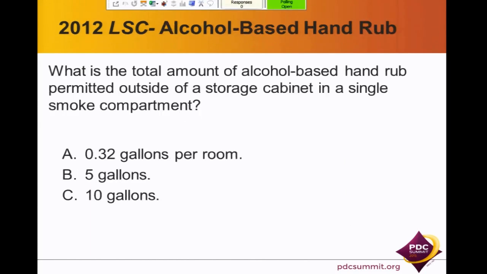All right. What is the total amount of alcohol-based hand rub permitted outside of a storage cabinet in a single smoke compartment? Close the polling.